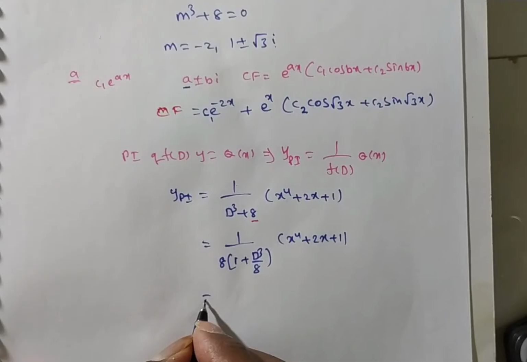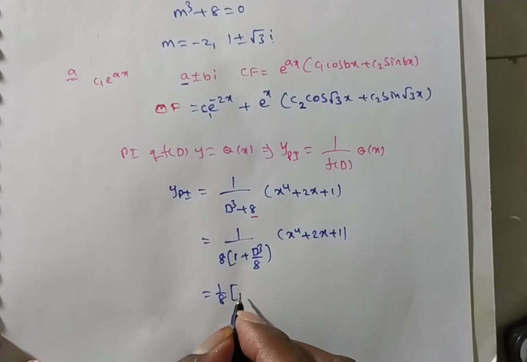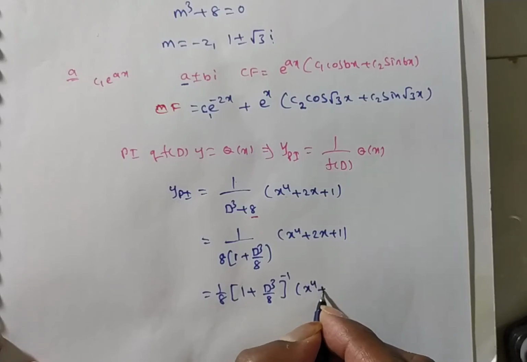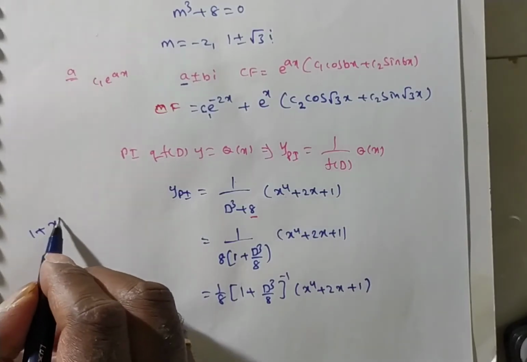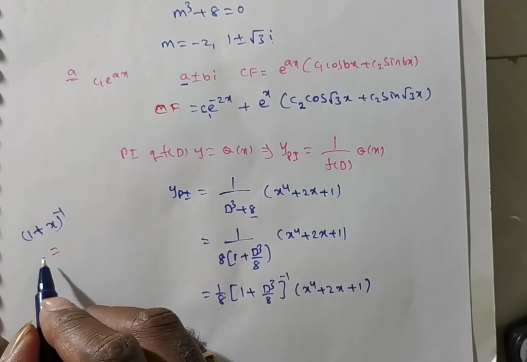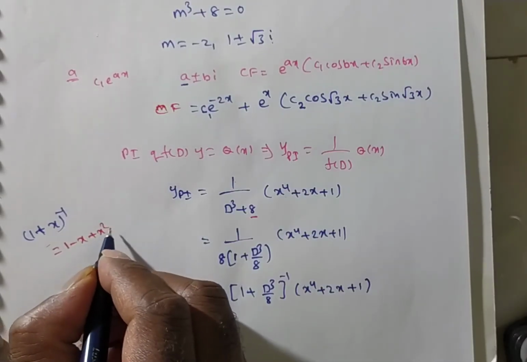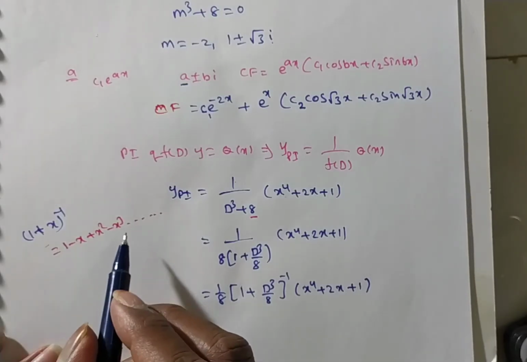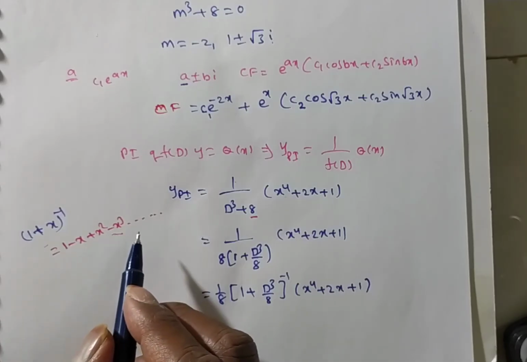Now the denominator you have 1 plus phi of D form. So this one you take in the numerator. Then you will have 1 plus D cube by 8 whole inverse of x to the power of 4 plus 2x plus 1. Now you observe, this is in the form of 1 plus x whole inverse form. What is the formula we have from the binomial expansion? 1 plus x whole inverse is equal to 1 minus x plus x square minus x cube plus so on, continuation is there here.